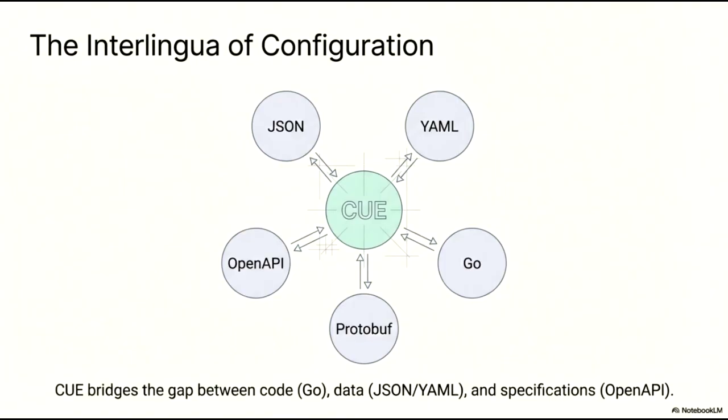Furthermore, Q integrates directly with programming languages like Go, creating a unified source of truth. By acting as this universal bridge, Q enables teams to maintain high standards of type safety and validation while moving fluidly between different layers of their technology stack.